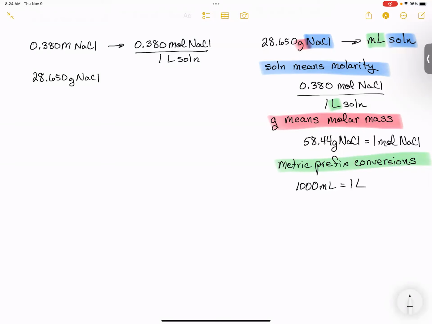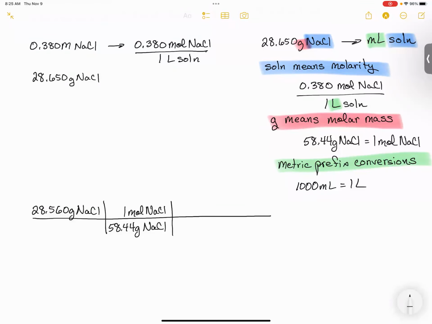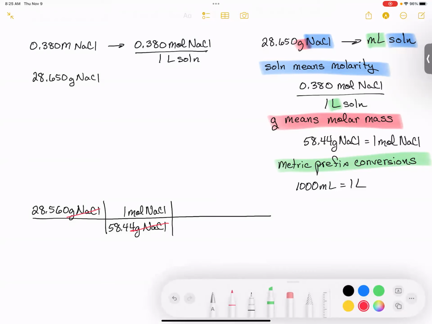Now that I have my conversion factors figured out, I'm going to start this calculation. So, 28.650 grams of NaCl. My first conversion factor is going to have grams of NaCl, so that's 58.44 grams of NaCl is equal to 1 mole of NaCl. The gram portion went into the denominator so that the unit and the substance would cancel, leaving me moles of NaCl.